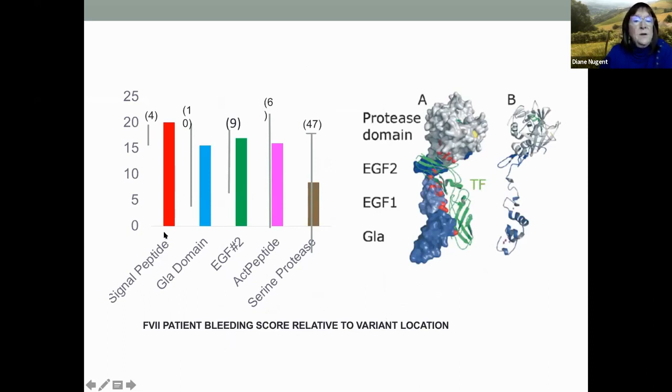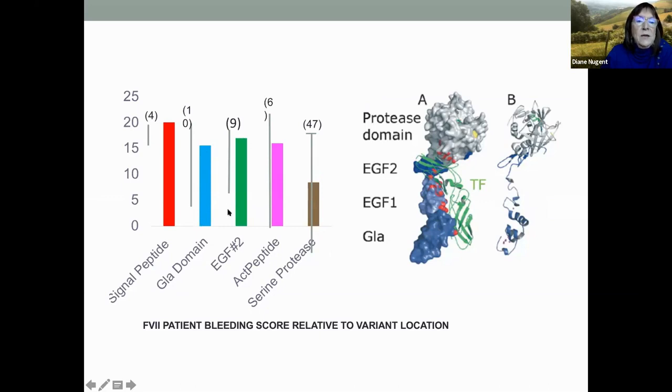We know that if there is a variant in the signal peptide that influences the circulating level, these patients have the lowest level both in the tissue and in the plasma, and look at their bleeding score. It's very, very high. The same is true for any mutations down here in the vitamin K region. Lots of bleeding, very high score.